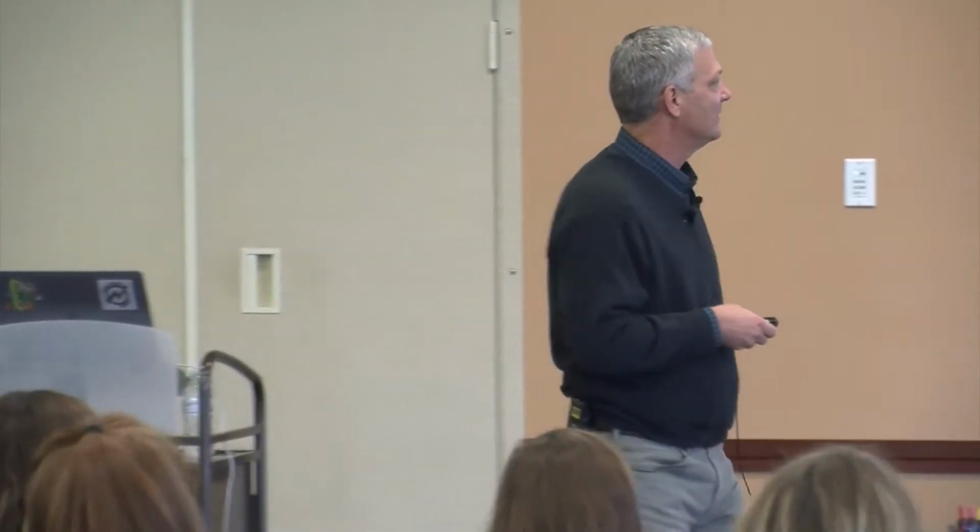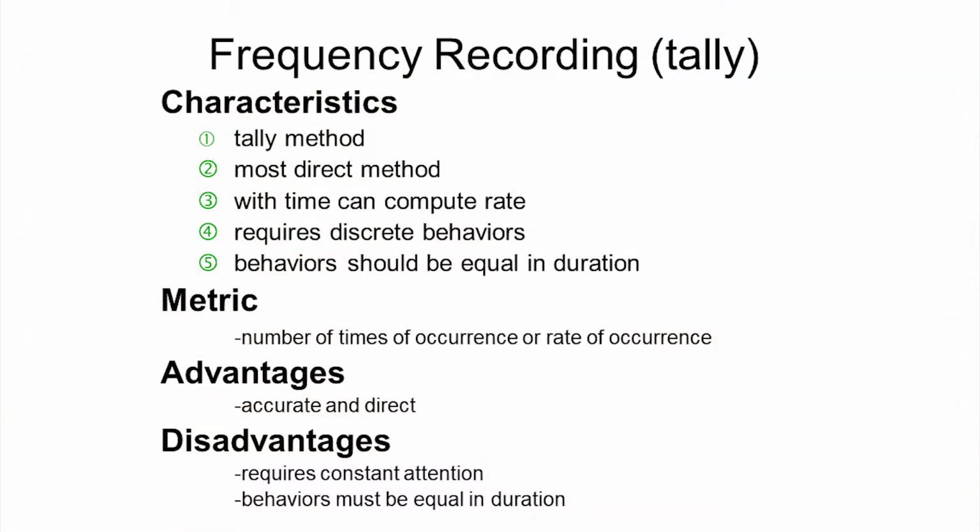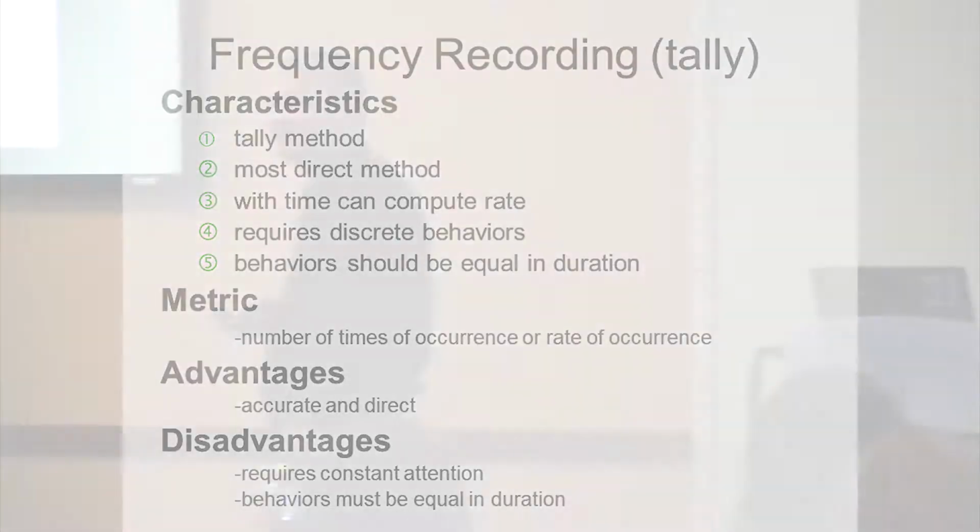Here's the other issue. If the behaviors they have are wildly different in length, you're going to get data that makes no sense. Here's a kid that gets out of seat, but when he's out of seat, he stays out of his seat for 30 minutes. How long was he out of his seat today? I counted 1. That doesn't really give you the data you want.